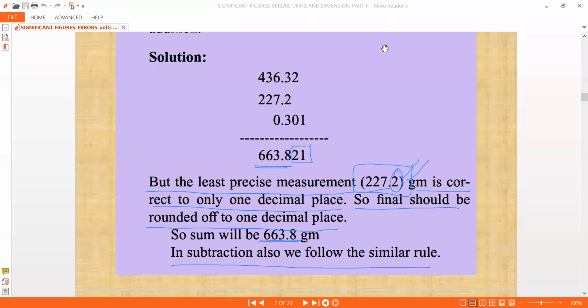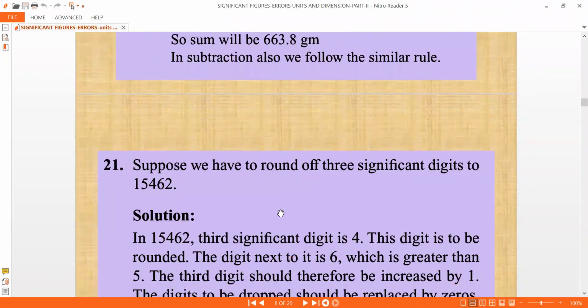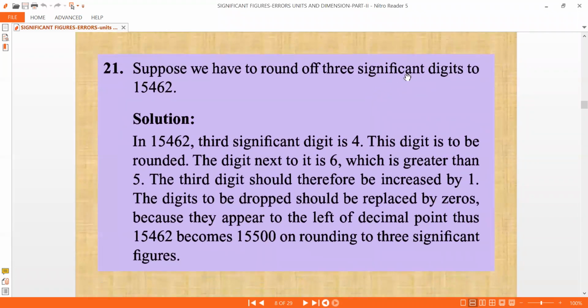So let us analyze this further. We have some more questions. Suppose we have to round off 154.62 to 3 significant digits. This has 5 significant figures, and we had to round it off to 3. So take the first 3, which is 154, and then 62 is there. The 6 is more than 5, so add 1 to this 4. So that becomes 155.00.